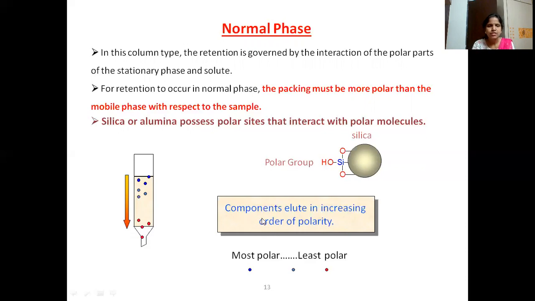So in normal phase, the components elute in increasing order of polarity. That means the less polar components are eluted first. Here, dark blue is the most polar, and as it is more polar, it has more affinity towards the stationary phase and travels very slowly. The least polar, the red component, travels faster and is eluted first from the column. So this is about the normal phase.